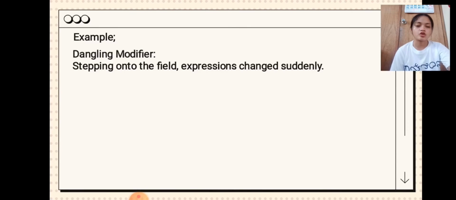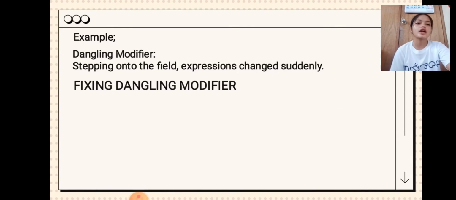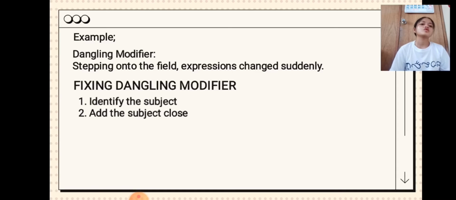In order for us to fix that incomplete sentence, we have two ways to fix a dangling modifier. First, the basic way is to identify the subject, since the subject is the one missing in the sentence. Next, the second one is to add the subject close to its modifier. So here is the correct form of the sentence, and we are going to apply this too. We have these two options.